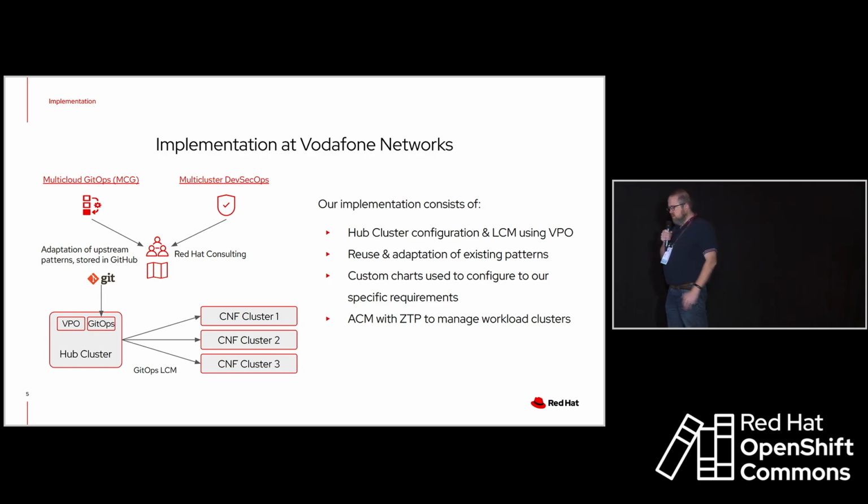All of this is adapting what's already in place, taking those upstream patterns, storing them in Git, and then using Git version control, branch protection policies, and approval paths to trigger the automation of that configuration through a GitOps controller, which is Red Hat GitOps using Argo CD.